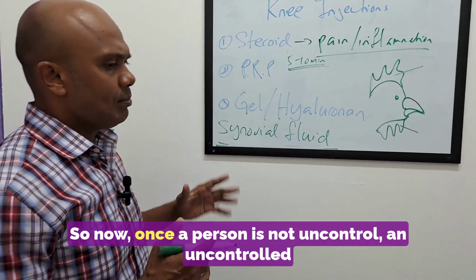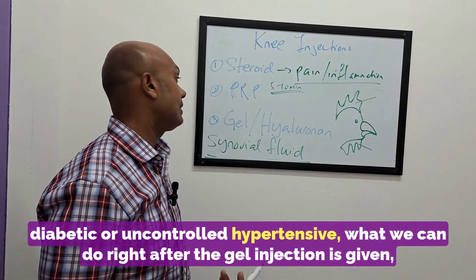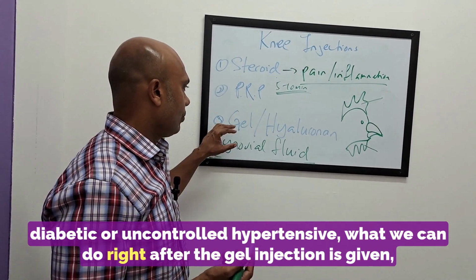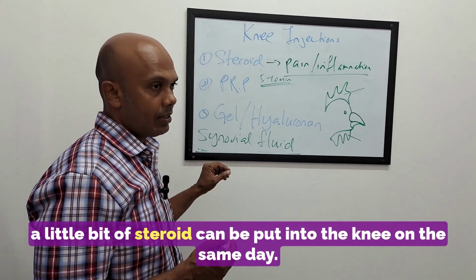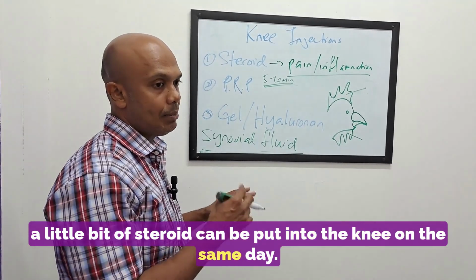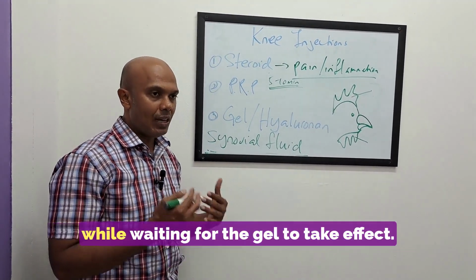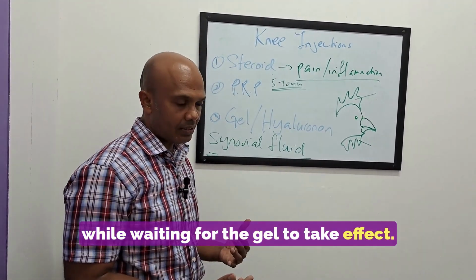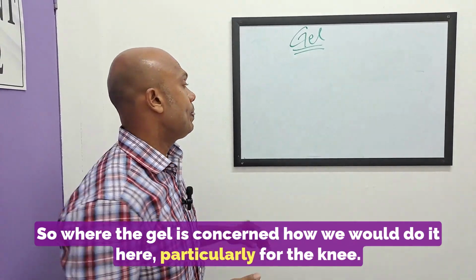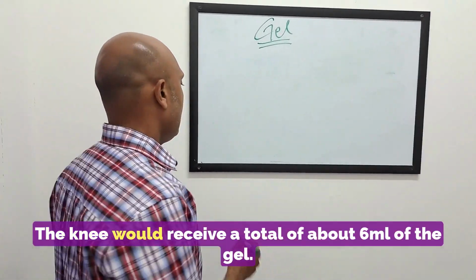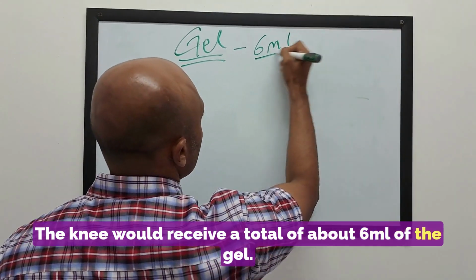So now, once a person is not uncontrolled diabetic or uncontrolled hypertensive, what we can do right after the gel injection is given, a little bit of steroid can be put into the knee on the same day. So with the steroid, the person can get some more immediate relief while waiting for the gel to take effect. So where the gel is concerned, how we would do it here particularly, the knee will receive a total of about 6 milliliters of the gel.